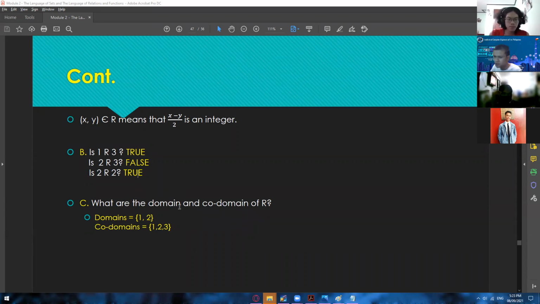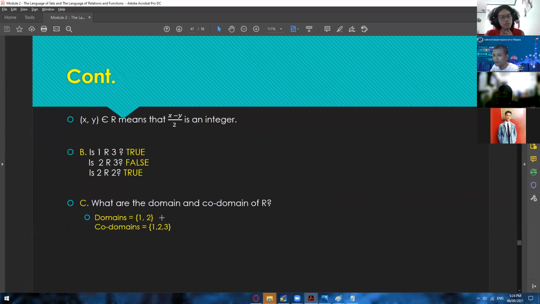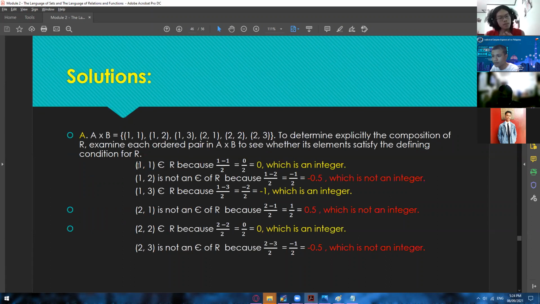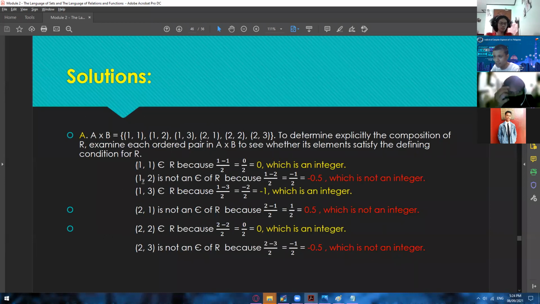And then for the last one, this one is super simple. What are the domain and codomain of the relation? All you need to do is get the ordered pairs which are in the relation. So we have (1, 1), (1, 3), and then (2, 2). For the domain, we have 1, and then we have 2. We have 1 repeated, so just remove that since we only need it once. So we have 1 and 2. That is already our domain, or the first element of each pair in the relation.